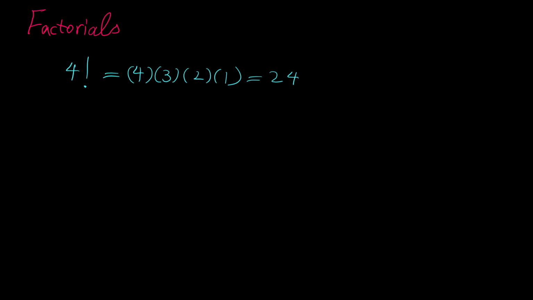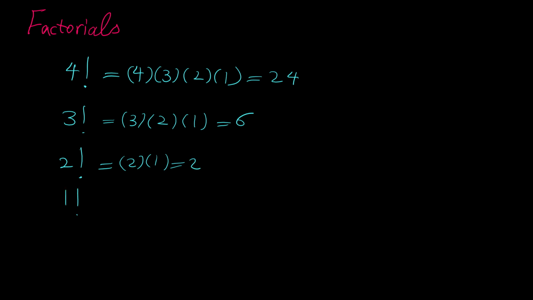What is 3 factorial, for example? 3 factorial is 3 times 2 times 1, 6. What is 2 factorial? 2 times 1, which is 2. What is 1 factorial? Because we start from 1 and we multiply backward up to 1, it's just 1. Now we know what factorial is and what the notation of the factorial is.